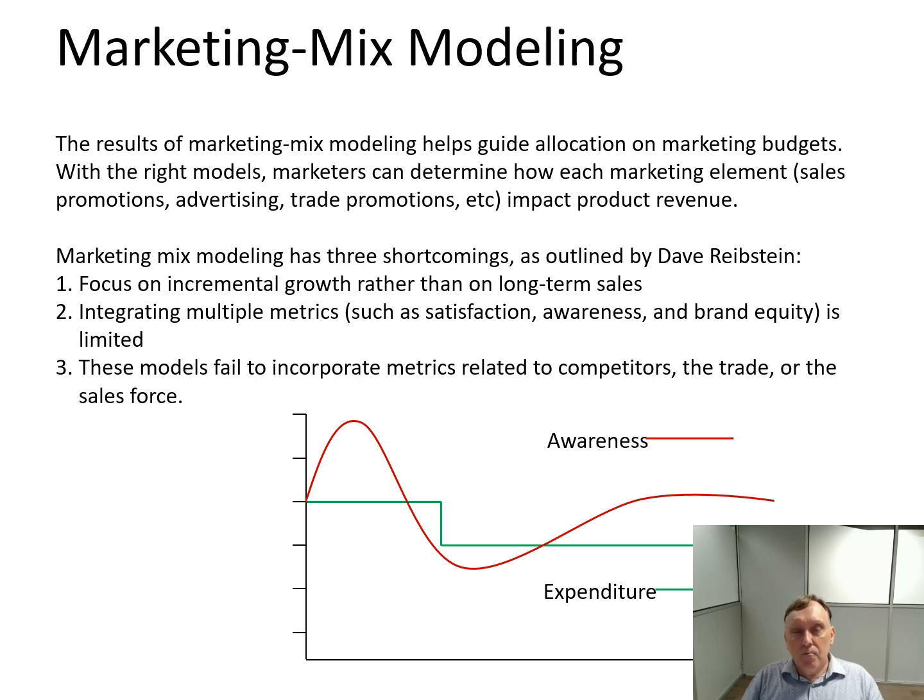Second, it's limited in integrating multiple metrics, so satisfaction, awareness, and brand equity. It's very much focused on a particular thing such as awareness against expenditure. And all these models fail to incorporate metrics related to competitors, or the trade as a whole, or the sales force. The sales force obviously can make a difference. If you have good salespeople, you're more likely to sell more. If you have bad, unqualified, untrained salespeople, you'll probably sell less regardless.